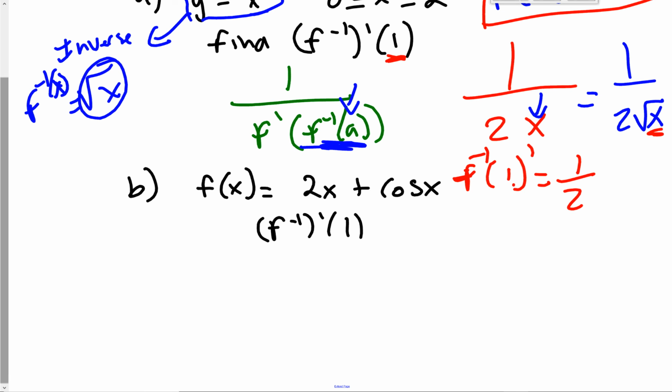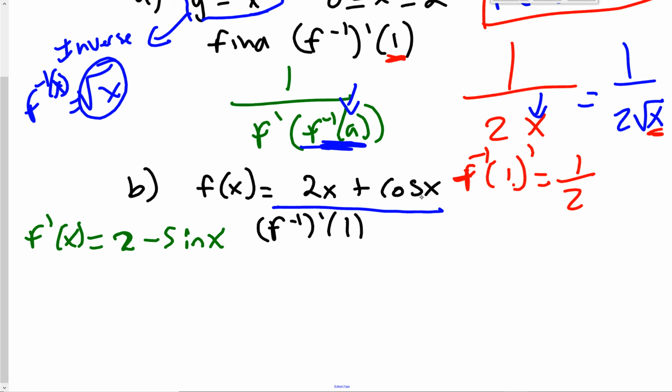Okay, so this 1b is a little more complicated. Here I'm going to take the derivative of this. So f prime of x equals 2 minus sine x. And then I'm also going to find the inverse of this. Well, this inverse is super hard to find. So we can think about it a little bit differently.